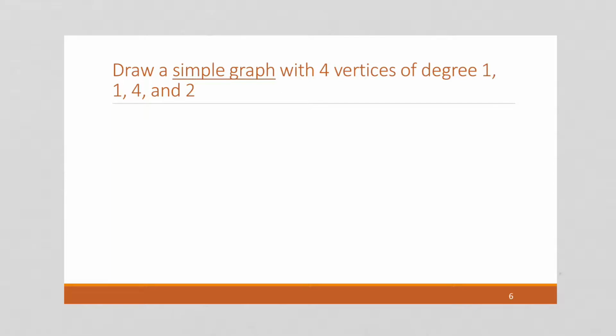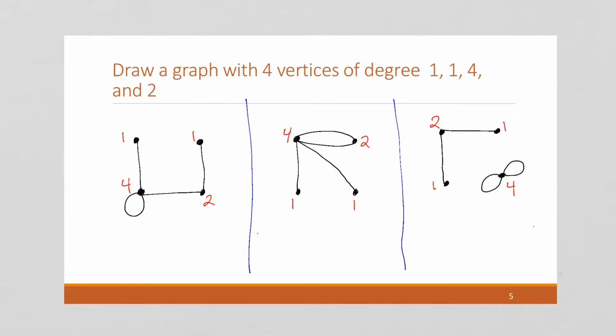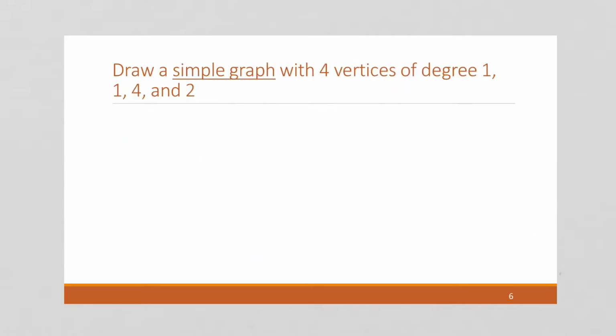Okay, this is a little bit more challenging. I want you now to draw a simple graph with 4 vertices of degrees 1, 1, 4, and 2. So this is the same problem, but notice in each one of these solutions, the graph is not simple. There's either loops or parallel edges. So why don't you pause the video and spend a few minutes trying to draw a simple graph with 4 vertices of degree 1, 1, 4, and 2. Now, if you've spent a while trying, you may have noticed this is really hard. In fact, you're not going to be able to do it. This graph does not exist.